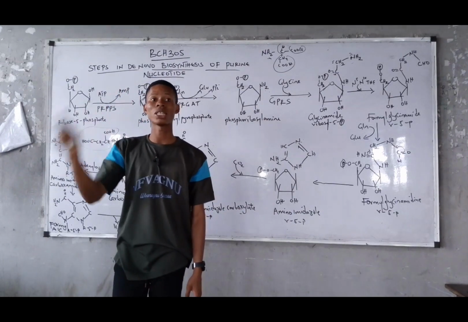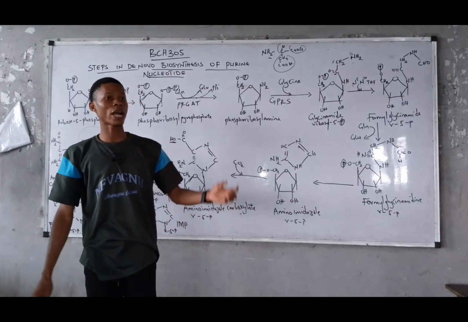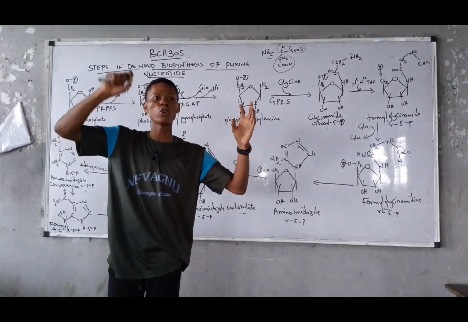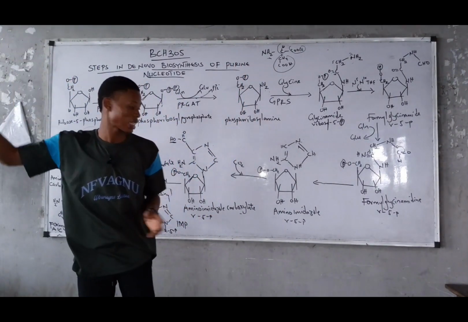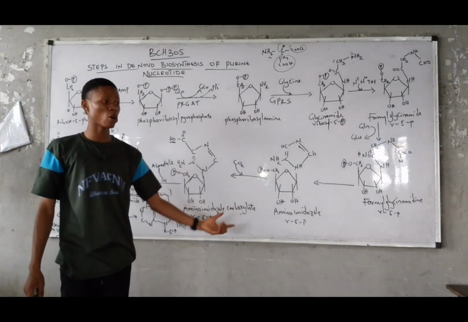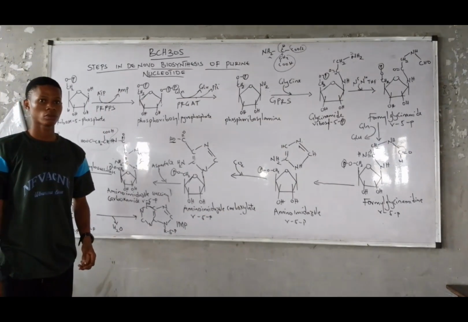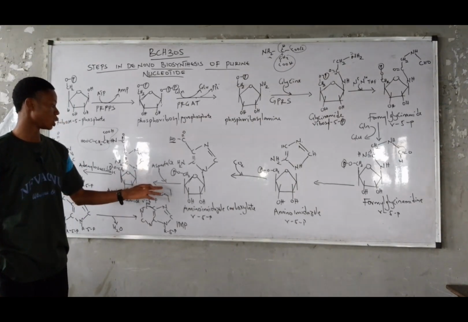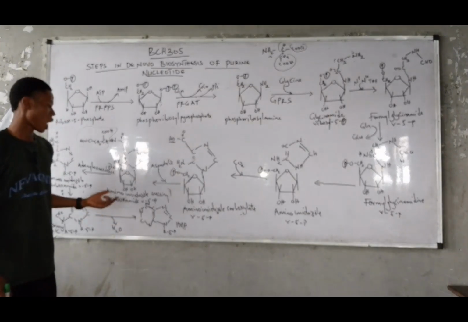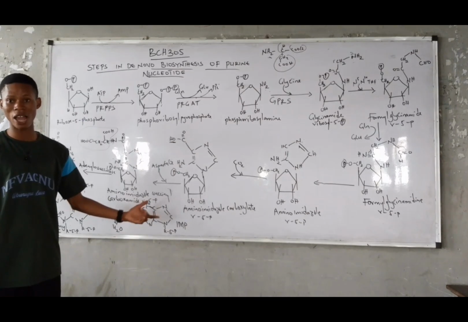After the ring closes, the next thing that will come in is carbon dioxide. So carbon dioxide comes in to donate carbon 6 to form amino imidazole carboxylate, because we are attaching our carboxyl group now. Amino imidazole carboxylate ribosylate 5-phosphate. After then, aspartate comes in, the whole of aspartate attached, to form amino imidazole succinine carboxamide ribosylate 5-phosphate.